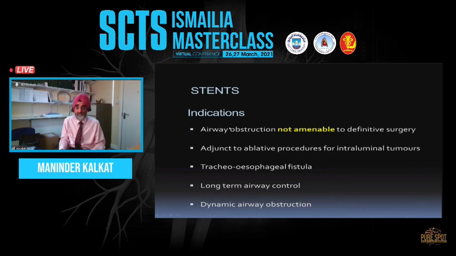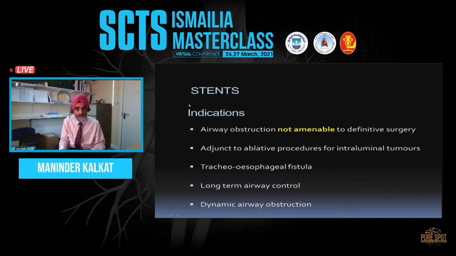And then once you have opened the airway up, or if there's extrinsic compression, then you may have to use stents if the airway doesn't remain having a good patency, and then you need to insert a stent. So any airway obstruction where you cannot actually perform a surgery, you can insert a stent, and as I said, as an adjunct to ablative procedures or in tracheoesophageal fistulas.